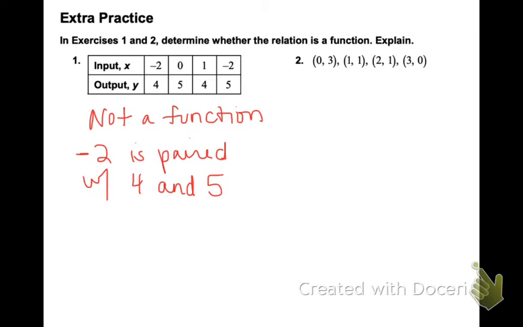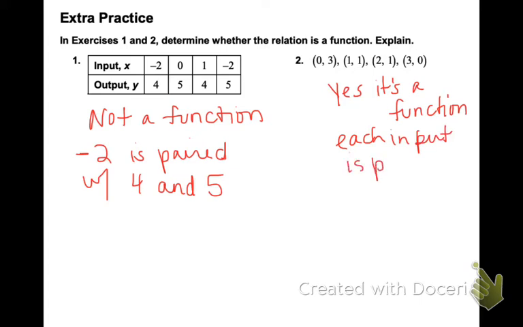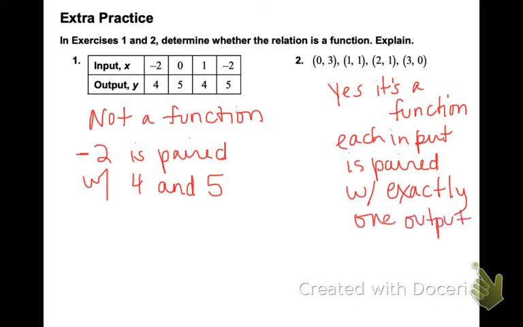All right, looking at number 2, 0, 1, 2, and 3, distinctly different inputs. So yes, it is a function. Because each input is paired with exactly one output, and that's the basic definition.